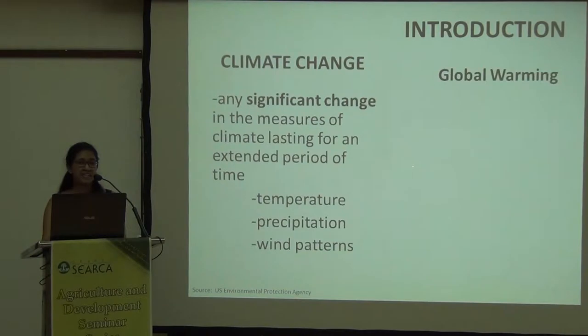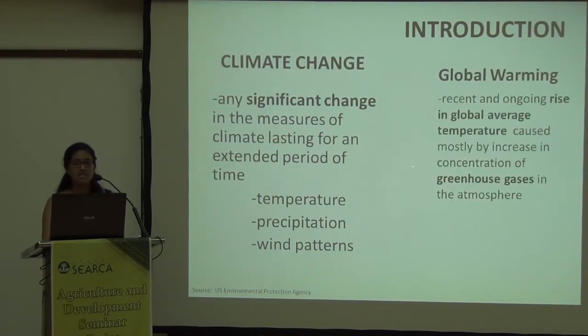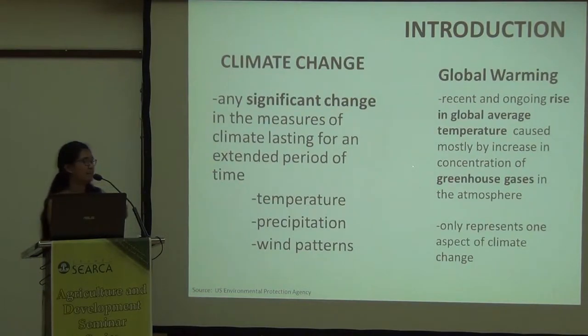And of course, we usually associate climate change to global warming, which only represents one aspect of climate change. So global warming only deals with temperature. Global warming is defined as the recent and ongoing rise in global average temperature, which is attributed to the increase in concentration of greenhouse gases.